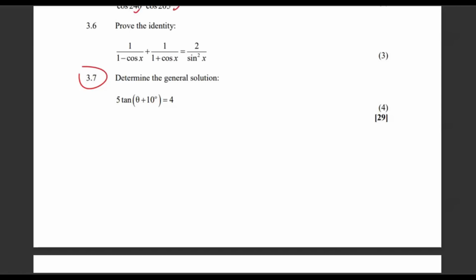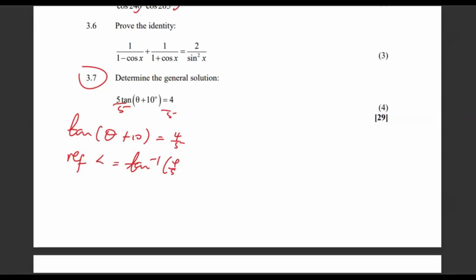So isolate the ratio. Make sure there's nothing around it. So you're going to divide both sides by 5, so that tan of theta plus 10 should be equivalent to 4/5. Then we need to get what we call our reference angle using the arctan of 4/5. Shift tan of 4/5 is giving me 38.66.